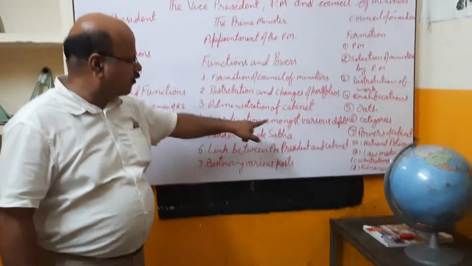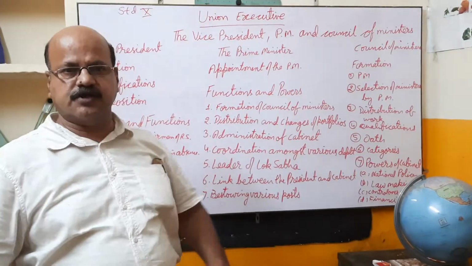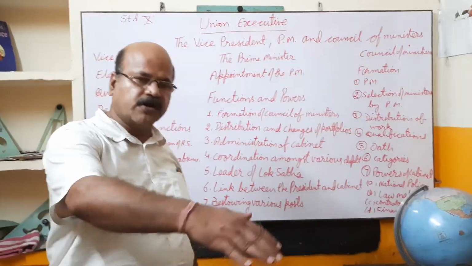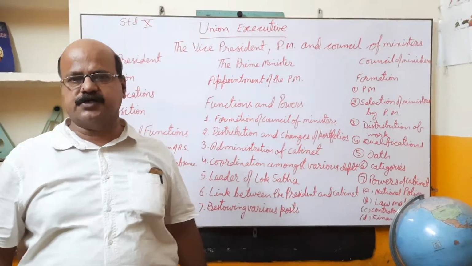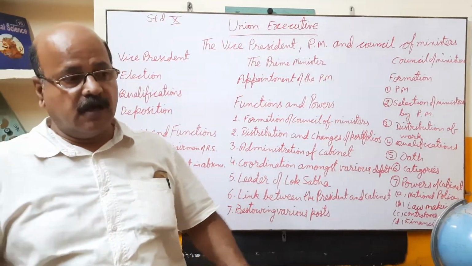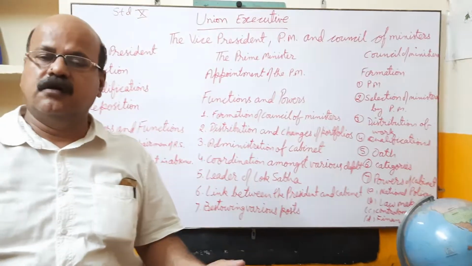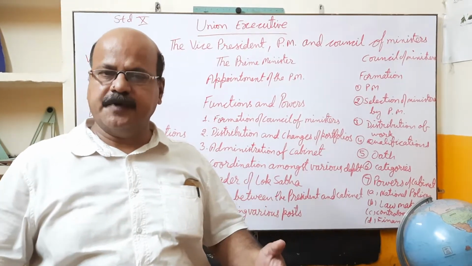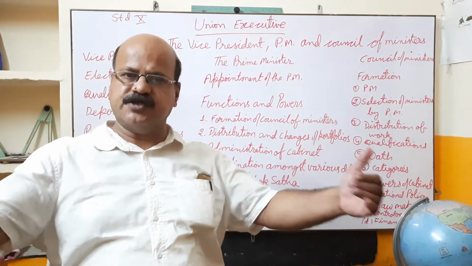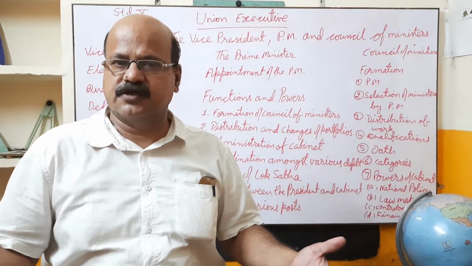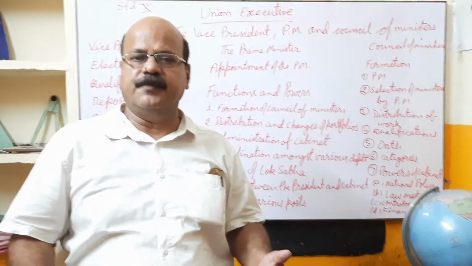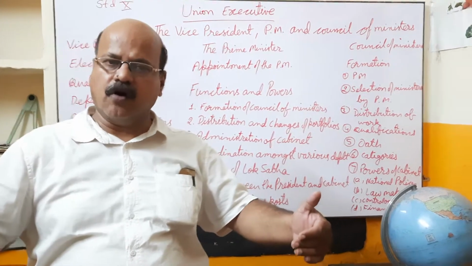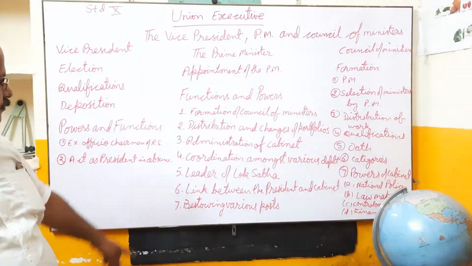Coordination among various departments. The Prime Minister is the leader of the party, so he develops coordination among all the departments of the government, and this is done by the cabinet meeting, because in the cabinet meeting all the cabinet ministers come, and this way the Prime Minister controls and coordinates all the departments.